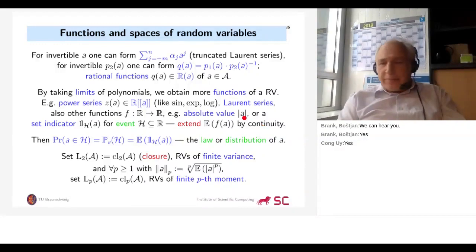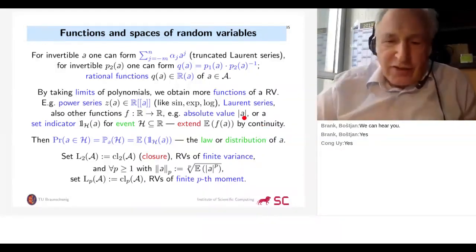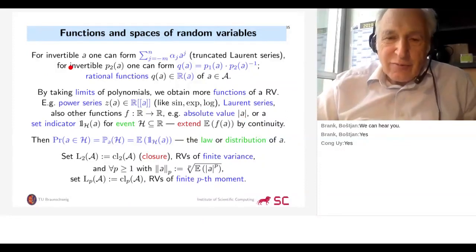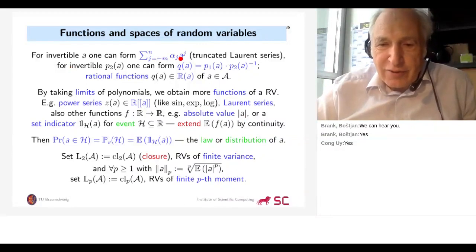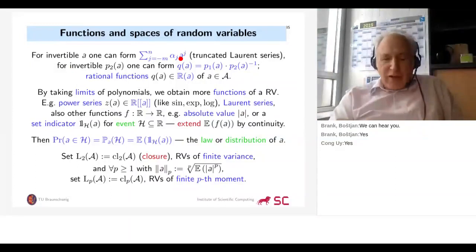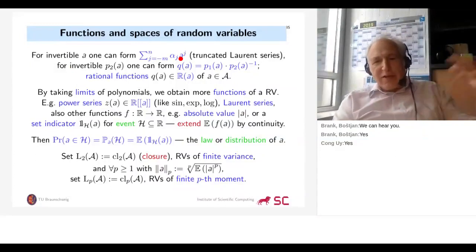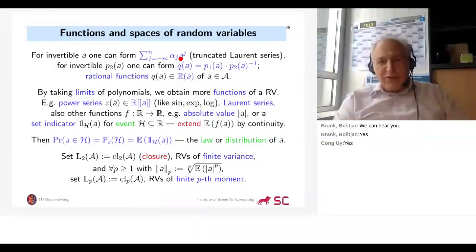Good. Now the next thing is we want to be able to take functions of random variables. Okay. We've seen already we can take polynomials, a certain kind of functions. Okay. We can also, if the random variable is invertible, okay, somewhere I pointed out what it means to be invertible: that if there's an element which multiplied with a random variable gives the identity E, we call it invertible.